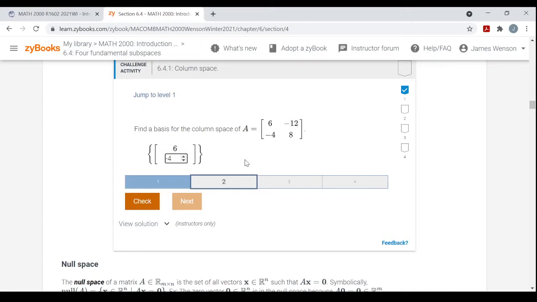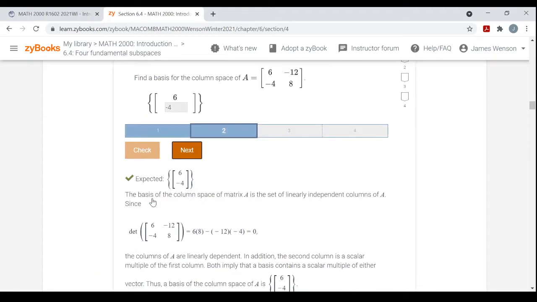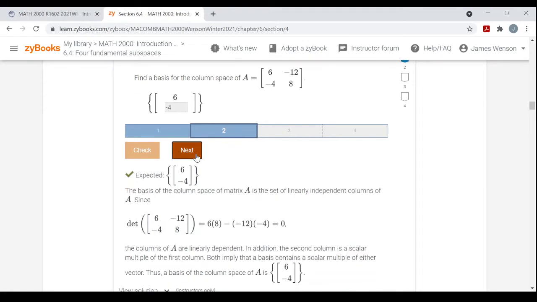All right, so the column space of this matrix is just the span of one vector, every multiple of (6, -4). Very, very easy with the 2 by 2s.